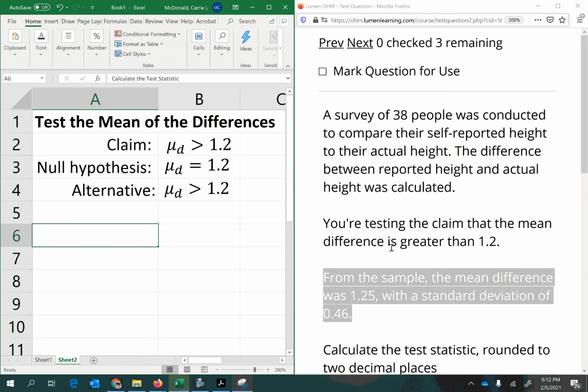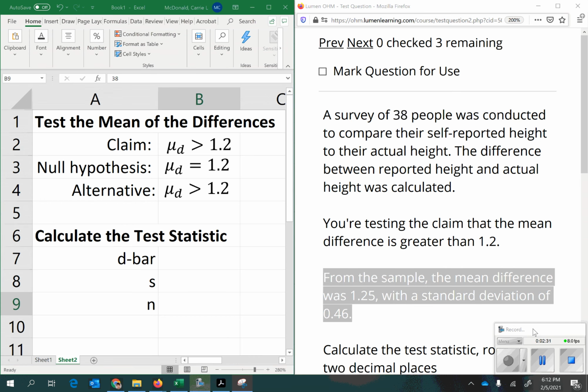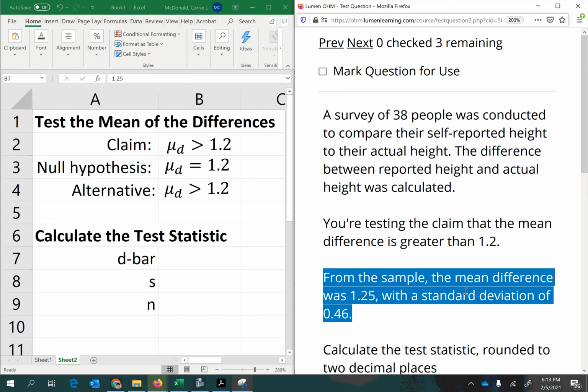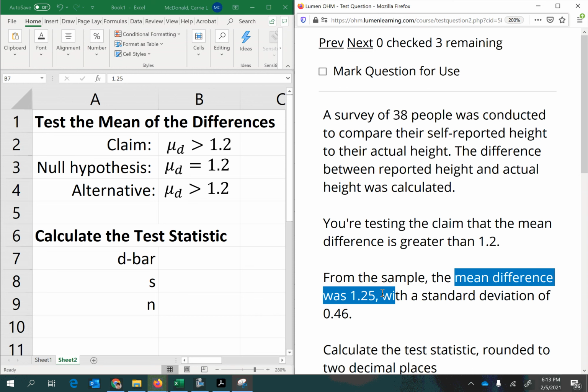So we're going to use that sample data. We're going to need it, so we're going to do the sample mean. Oops, I think I need to make a correction here in my file. Okay, so I've just made a place to record all of our sample information. We have the mean difference. The mean difference was 1.25. So normally when we talk about the sample mean, we use the symbol X with a bar over it. Now we're just going to use a D with a bar over it just to remind us that it is the mean of the differences. So 1.25 is our D bar.